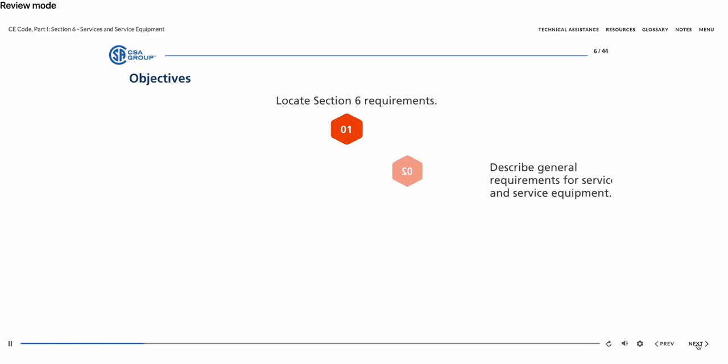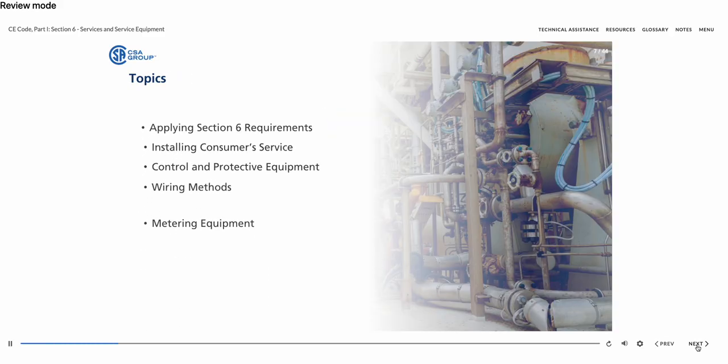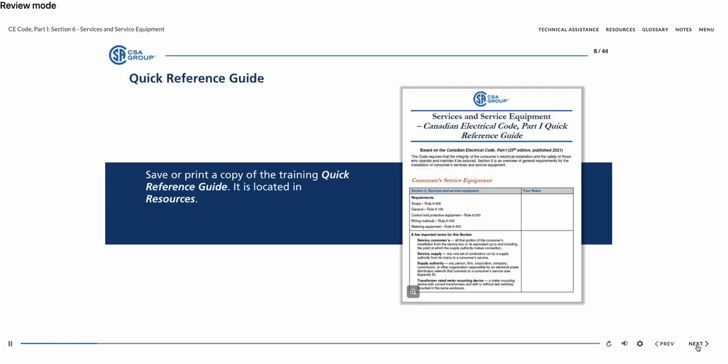To directly support the purpose, this learning has identified objectives. Here is what you will learn as you take this training. This training is divided into topics. These topics build on each other, so a best practice is to review them in the order they are presented. Save or print a copy of the Quick Reference Guide. It is located in Resources. Use this Quick Reference Guide to take notes and as a practical job aid for this code section.